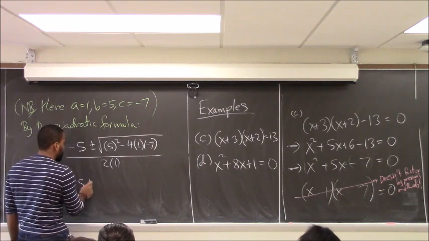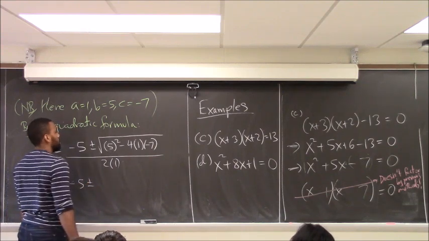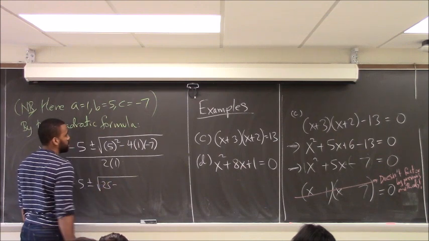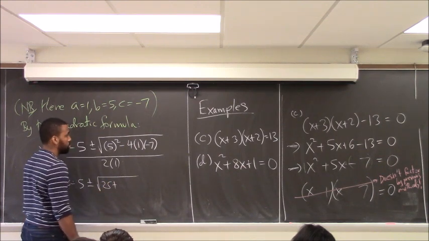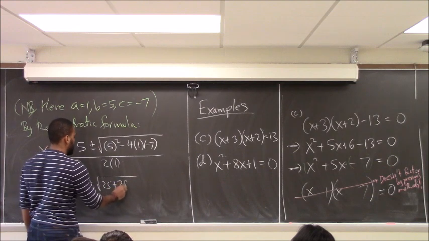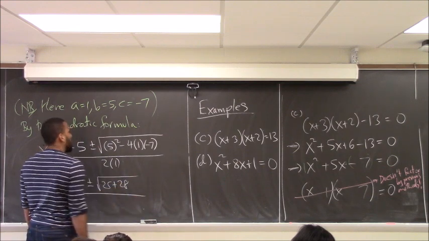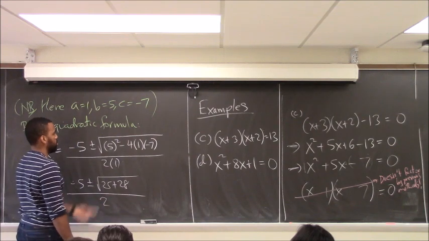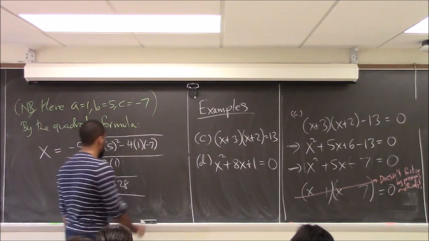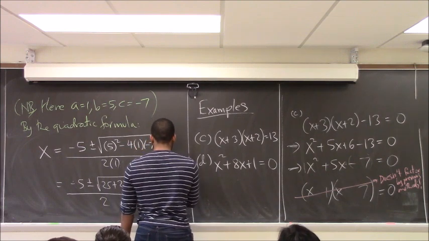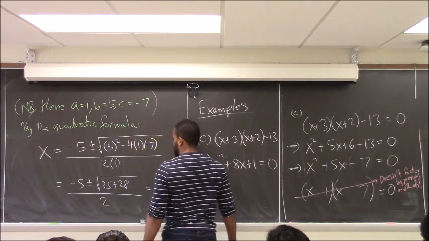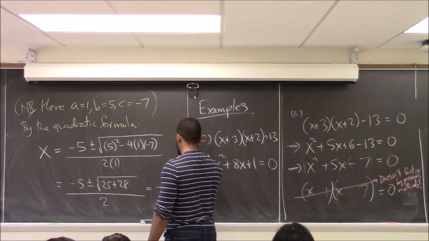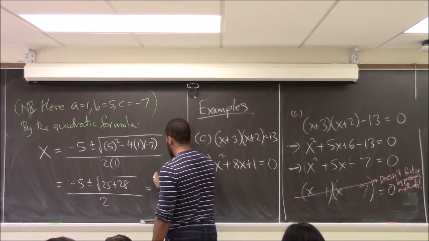Here it's minus 5 plus or minus the square root of 25 minus 4 times 1 times minus 7, plus 28, which I don't think simplifies. I probably would have been able to factor something out here if it did. So this is going to be minus 5 plus or minus the radical of 25 plus 28. That's going to be 53, all over 2.